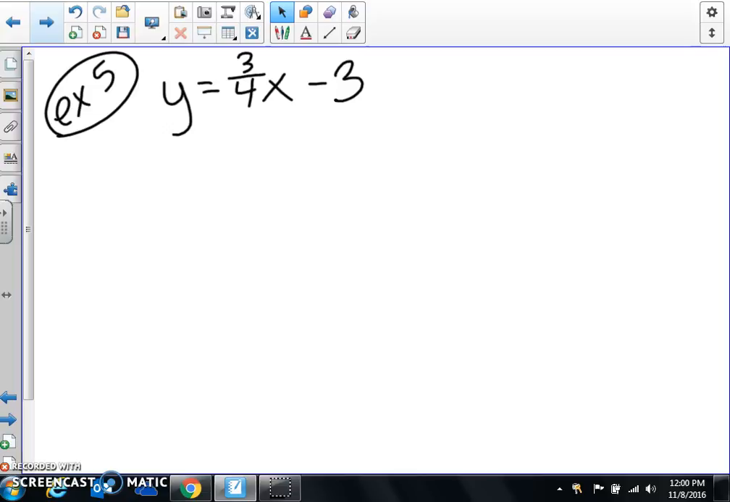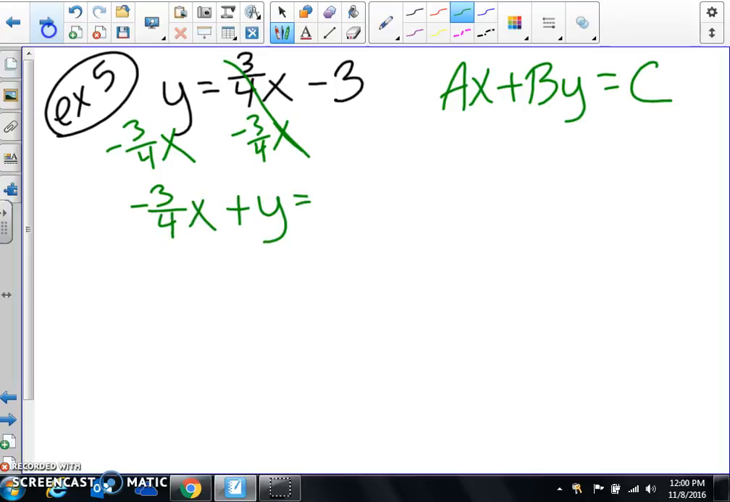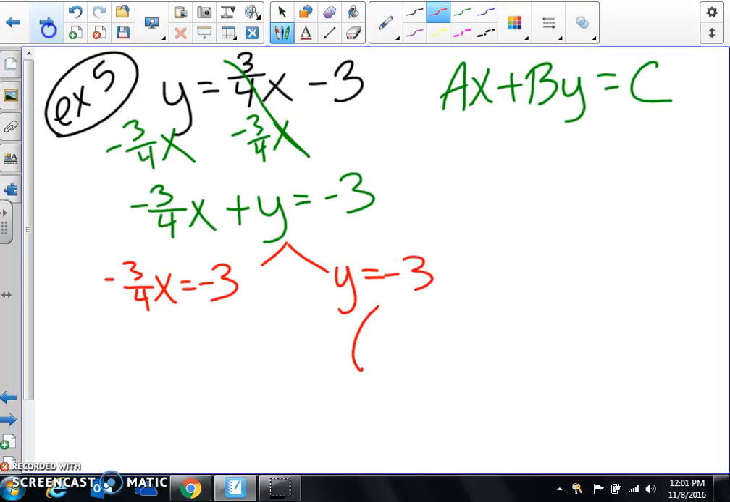All right, once again, I need to put this into ax plus by equals c. The more times you write it, the easier. So I need to subtract 3/4 x on both sides, giving me negative 3/4 x plus y equals negative 3. Go ahead and break it up. Negative 3/4 x equals negative 3, and y equals negative 3. So this is 0, negative 3.